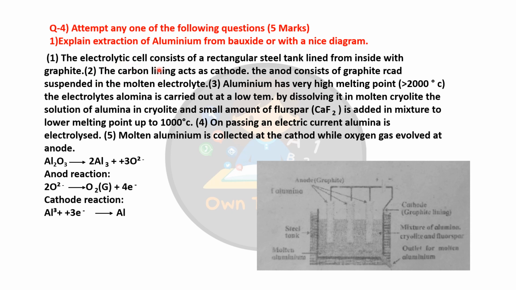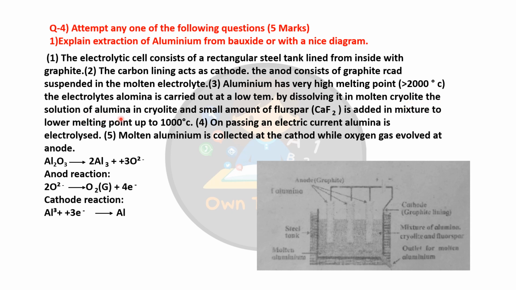The electrolytic cell consists of a rectangular steel tank lined from inside with graphite. The carbon lining acts as cathode. The anode consists of graphite rods suspended in the molten electrolyte. Aluminium has a very high melting point. The electrolysis of alumina is carried out at a low temperature by dissolving it in molten cryolite.